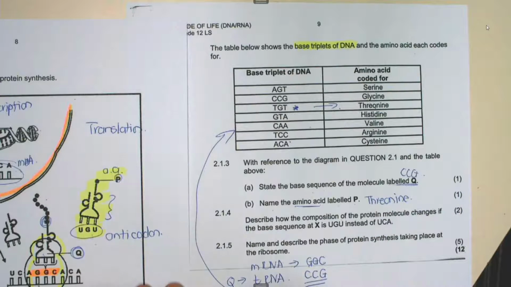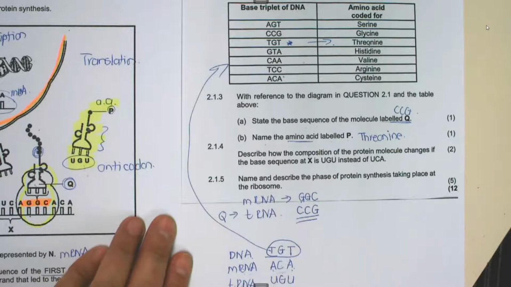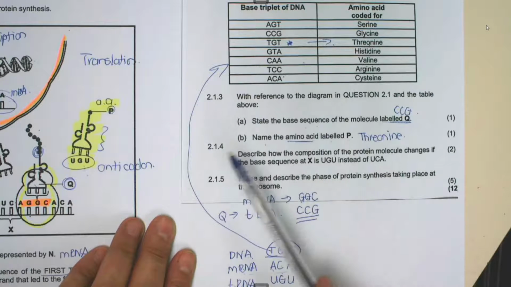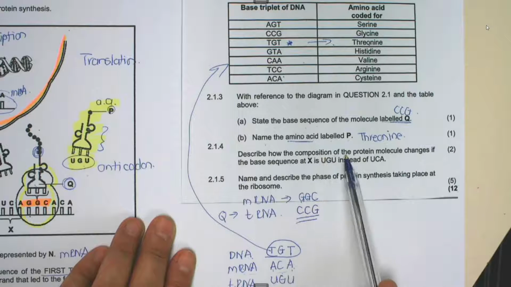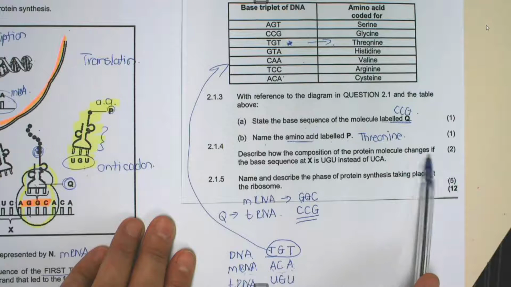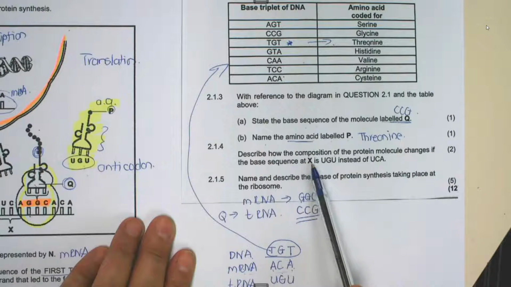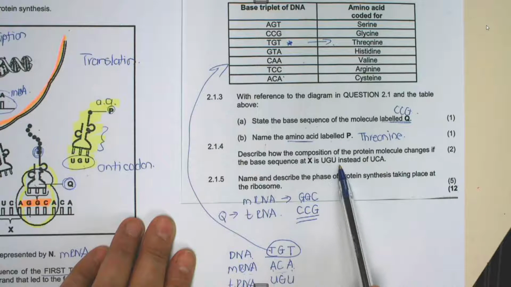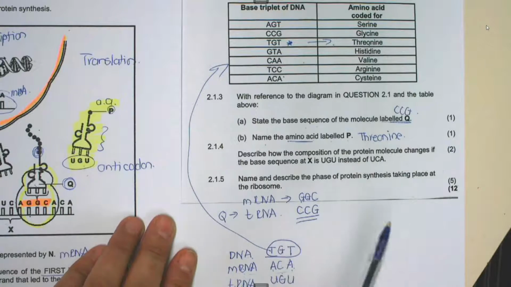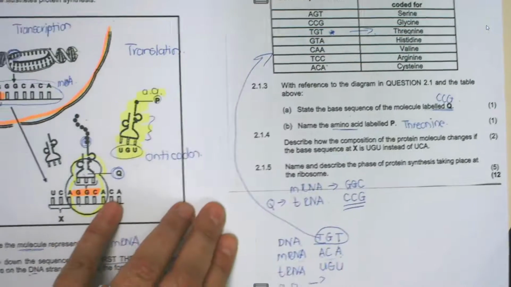So that is the process. Just stick to the recipe the whole time. Stick to the sequence. Find your procedure. Don't take shortcuts, otherwise you make mistakes. Okay. 2.1.4, describe how the composition of the protein molecule changes if the base sequence at X is UGU instead of UCA. Okay, now let's have a look here again.